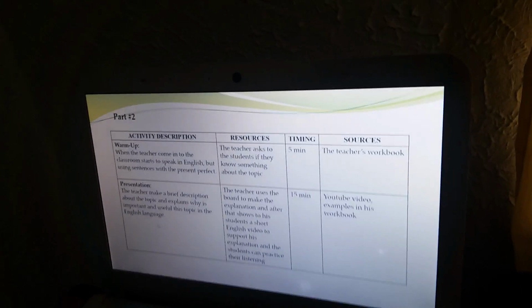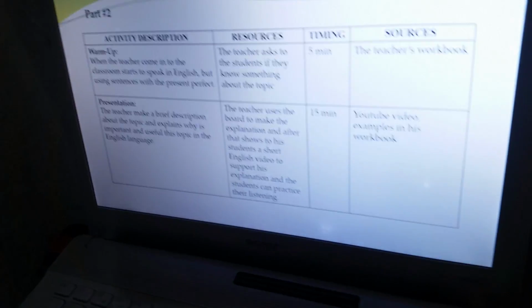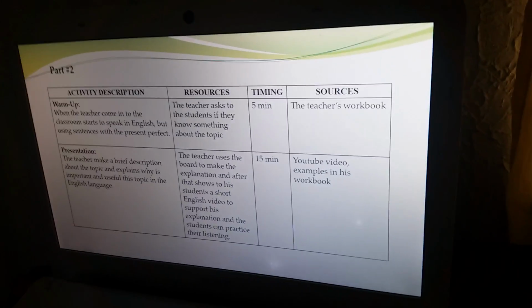In the presentation part, the teacher makes a brief description about the topic and explains why it's important to learn this grammar structure, because it's very important to know how to use it. As a resource, the teacher uses the board to make the explanation, and after that shows the students a short video that explains in a better way how to use the present perfect.